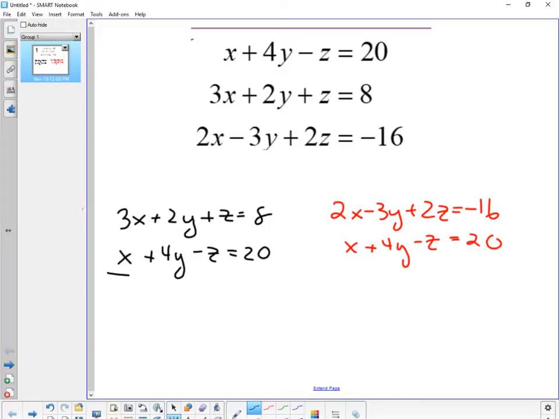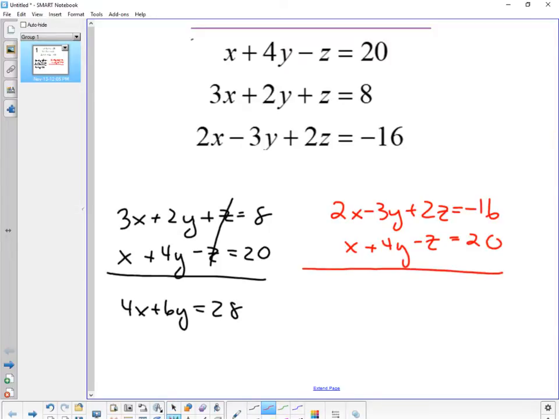So we said we were going to cancel z's. So here they're gone. I've got 4x plus 6y is equal to 28. Okay? Let's go over to the other side now. In order for me to cancel here, I'm going to have to double this one, aren't I? Multiply by 2. So that will give me 2x plus 8y minus 2z is equal to 40. Right? Everyone okay with that? Yeah.